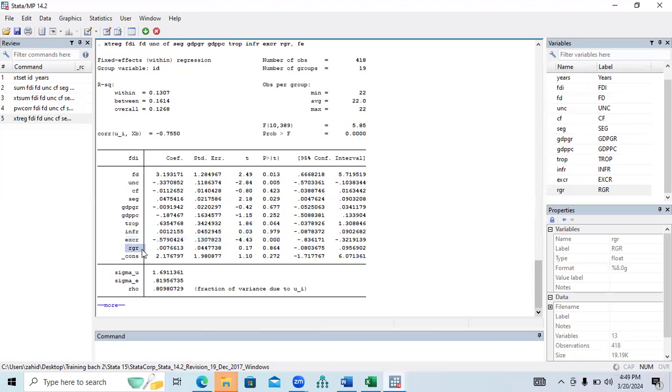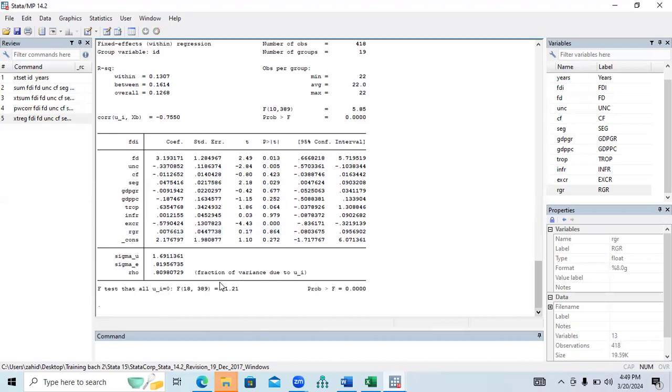Then the real growth rate, if you see the value of real growth rate, it is not significant because the t value is less than 1.96 and the p-value is also not significant. So there are a lot of variables which are significant. There are a lot of variables which are not significant.